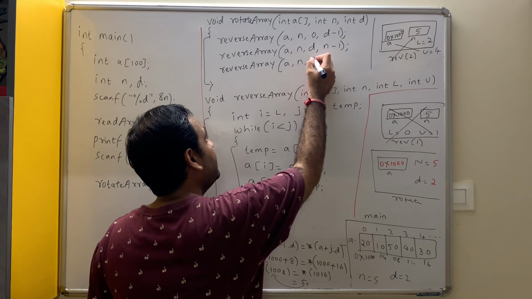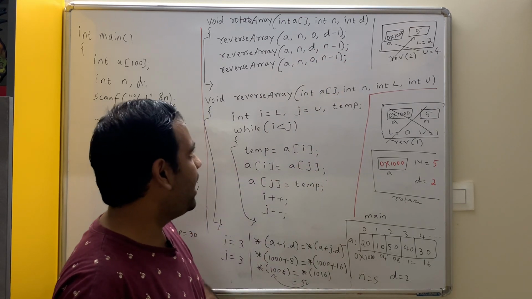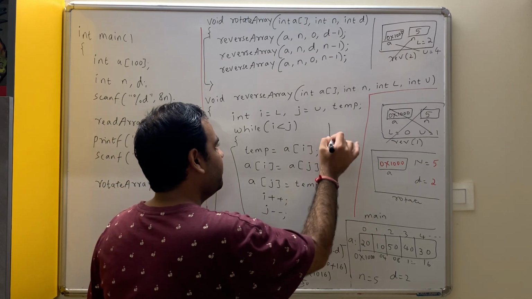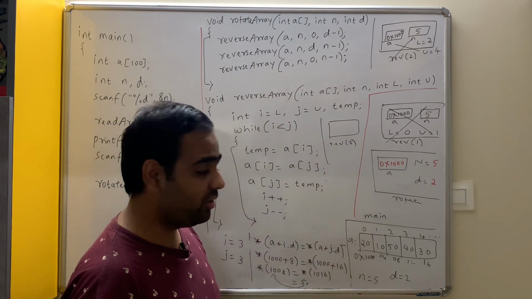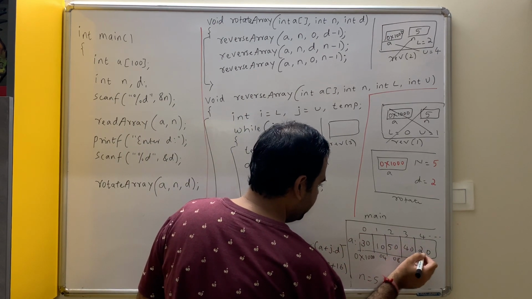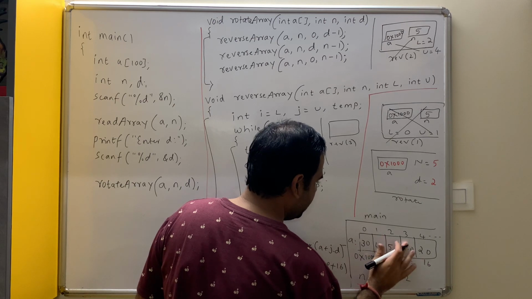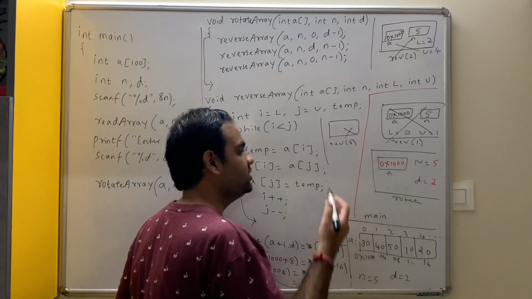What should be the lower index? 0. What should be the upper index? n minus 1. Now I am not going to explain it again. The scope of reverse gets activated for the third time, and the array will be changed. This will be 30, this will be 10, 40, 10. You trace it yourself, and at the end the closing bracket of the function is taken as return.